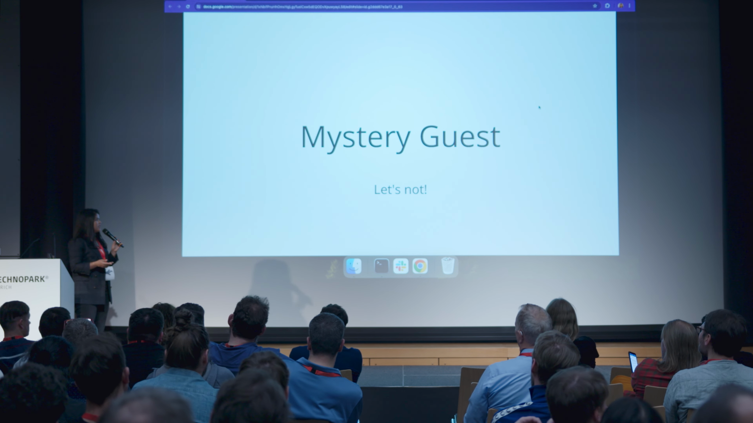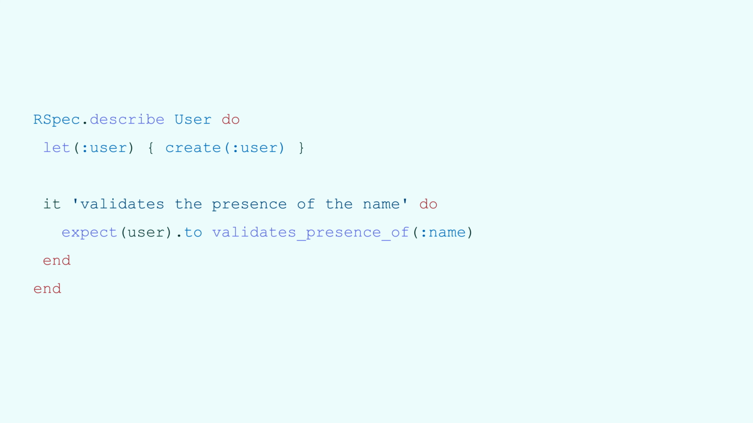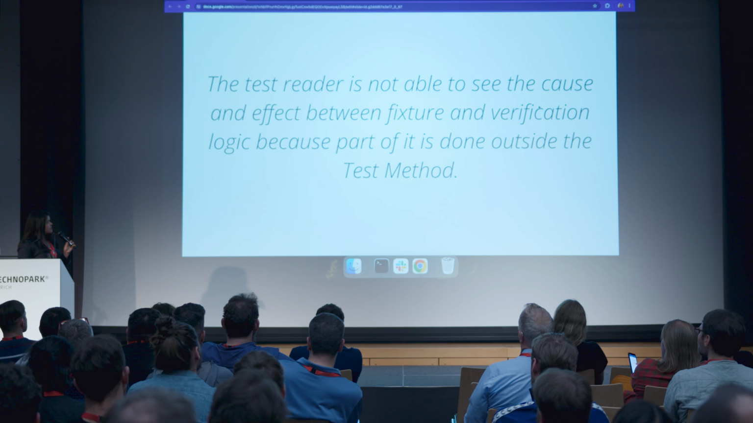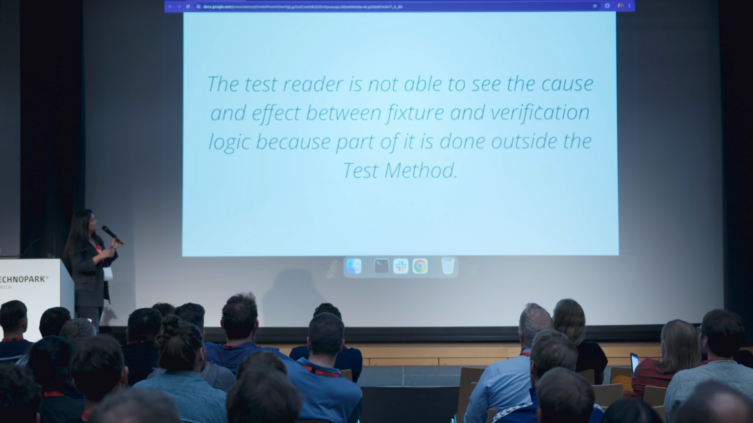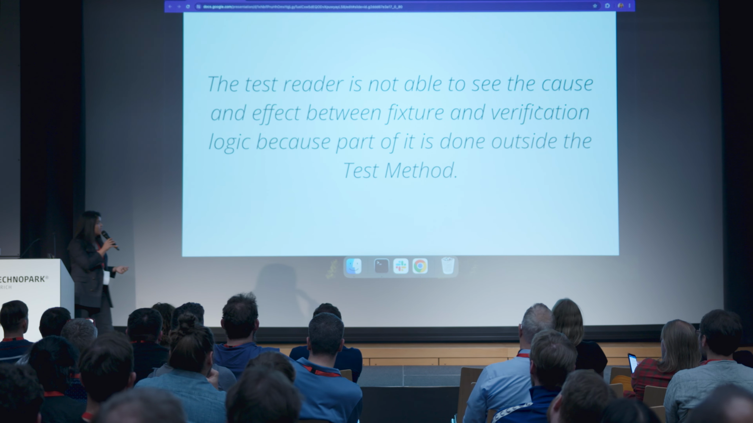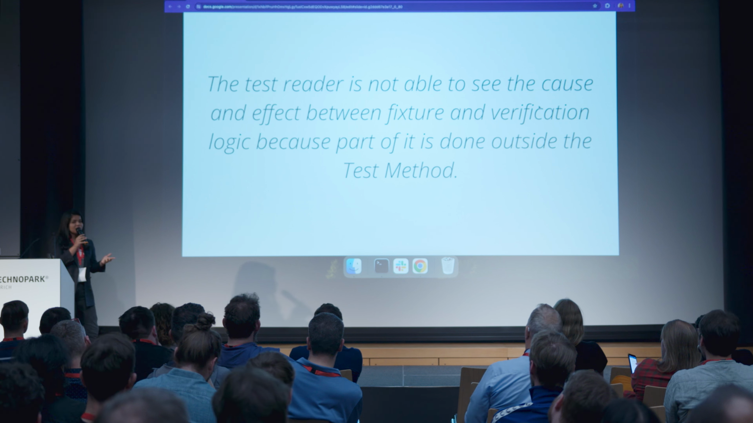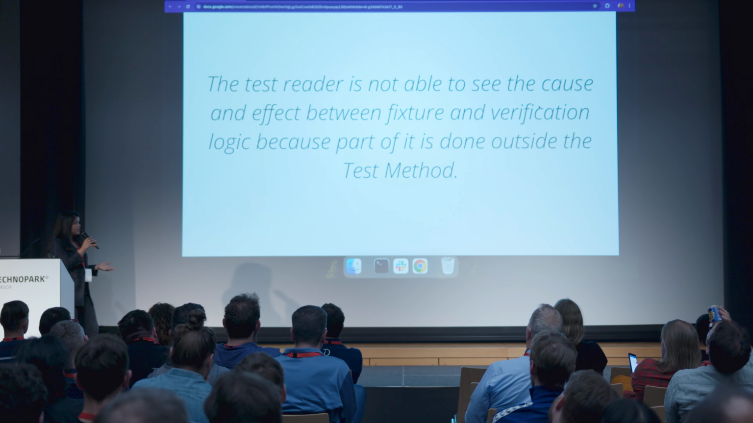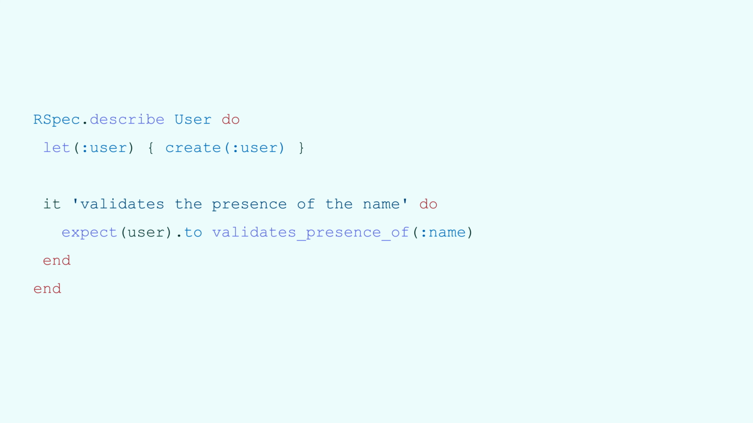All right, so that's the next one, mystery guest. In specific here, the usage of let. I know that a lot of people don't agree with that, but mystery guest happens. Why is that? Mystery guest happens when the test reader is not able to see the cause and effect between the setup of the test, or the fixture, and the verification logic, because part of this is done outside of the test method. So I see this done so often with the usage of lets.